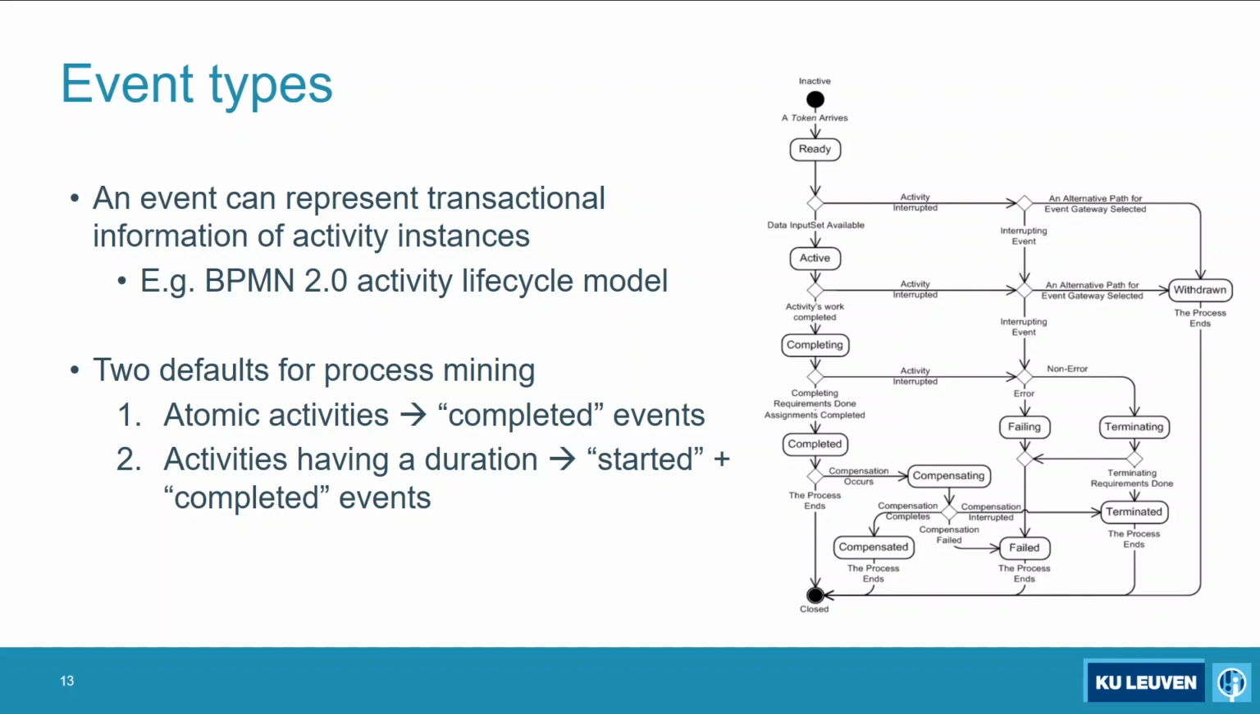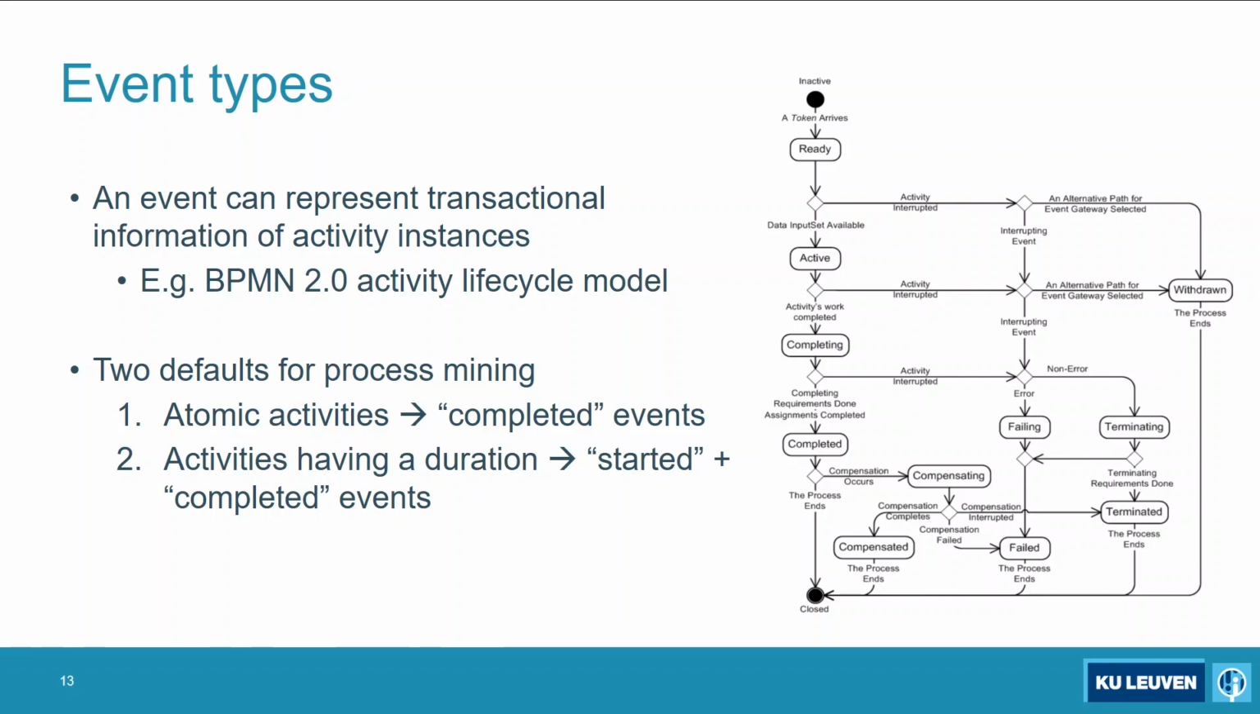We can also talk about the fact that activities themselves have a life cycle, and that you might have multiple events that reflect state transitions in that life cycle of an activity. So to some extent, what you see here is, I think, the BPMN 2.0 activity life cycle model. So you might not just see one activity pertaining to one event pertaining to a single activity. That's something that we by default assume.